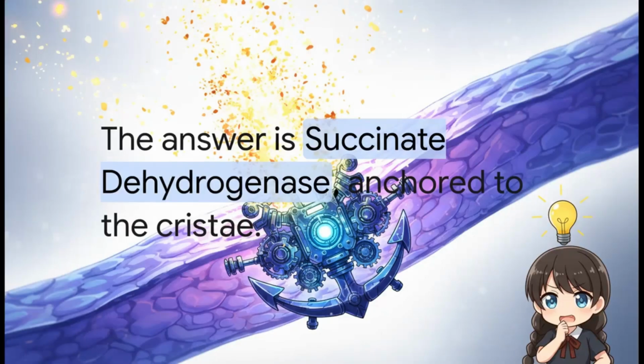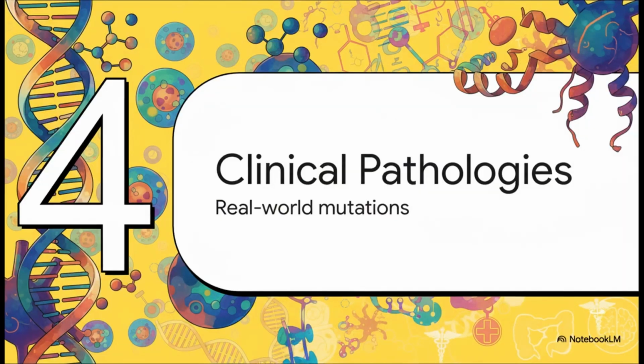Did you get it? The answer is succinate dehydrogenase. This incredibly special enzyme sits right on the inner mitochondrial membrane, the cristae. During the cycle, its job is converting succinate to fumarate, and crucially, it generates FADH2 in the process. This is a massive board exam crossover fact because it physically links the Krebs cycle directly to the electron transport chain.